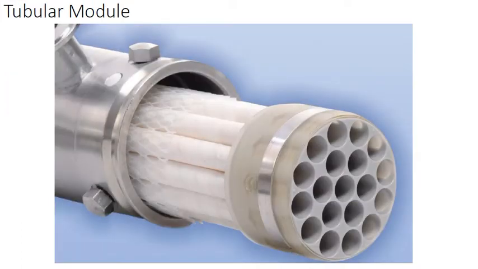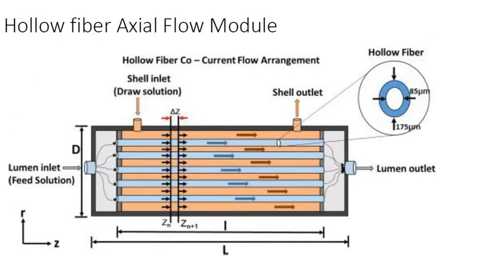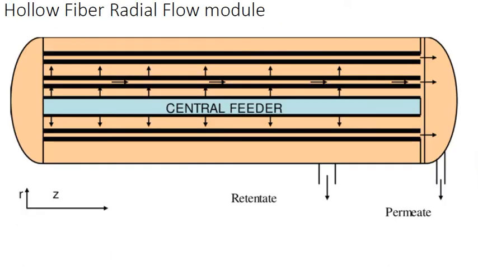Now the next type of module is the tubular module. Basically, tubular modules have a geometry similar to the hollow fiber axial flow module. Both have similar geometry. In the tubular module you also have tubes and a shell; feed flows inside the tube and permeate flows inside the shell, both in the axial direction. Both permeate and feed flow in the axial direction only. The difference is that in the axial flow hollow fiber module you have fibers as the membrane, while in the tubular module you have tubes as the membrane.